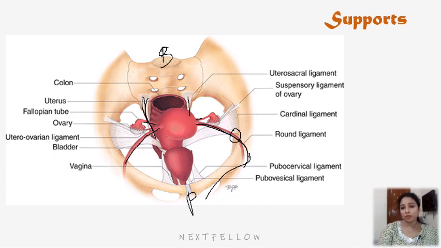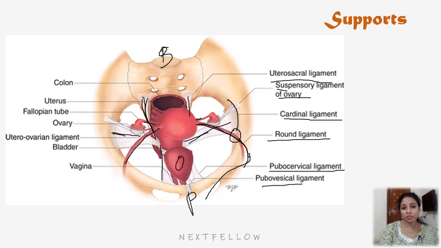So that is about this, and we can appreciate the transverse ligaments also and how they blend with the lateral wall. This is the cardinal ligament, this is the round ligament and uterosacral ligament, and the suspensory ligament of the ovary is a part of the broad ligament. Pubovesical ligament is between the urinary bladder and the pubis, and pubocervical ligament is from the cervix of the uterus to the pubis.